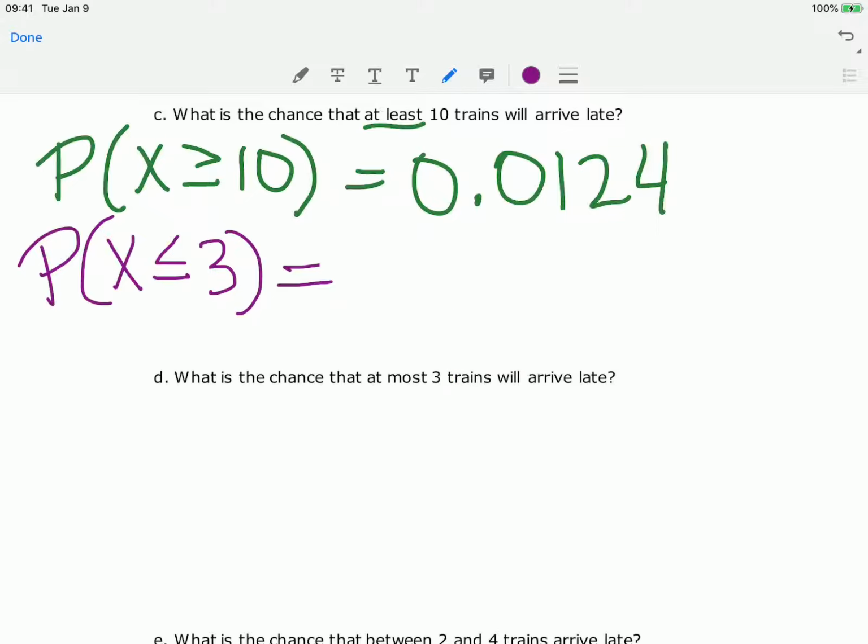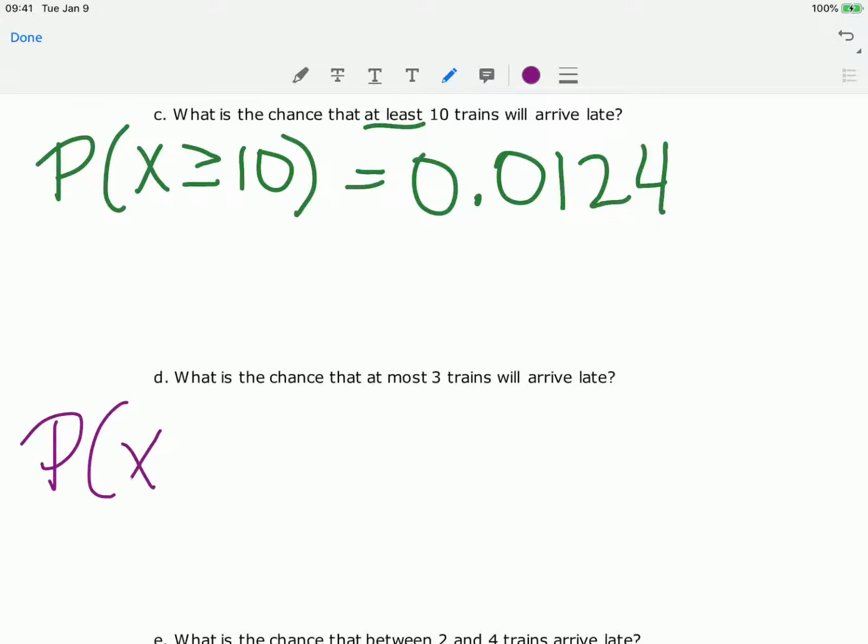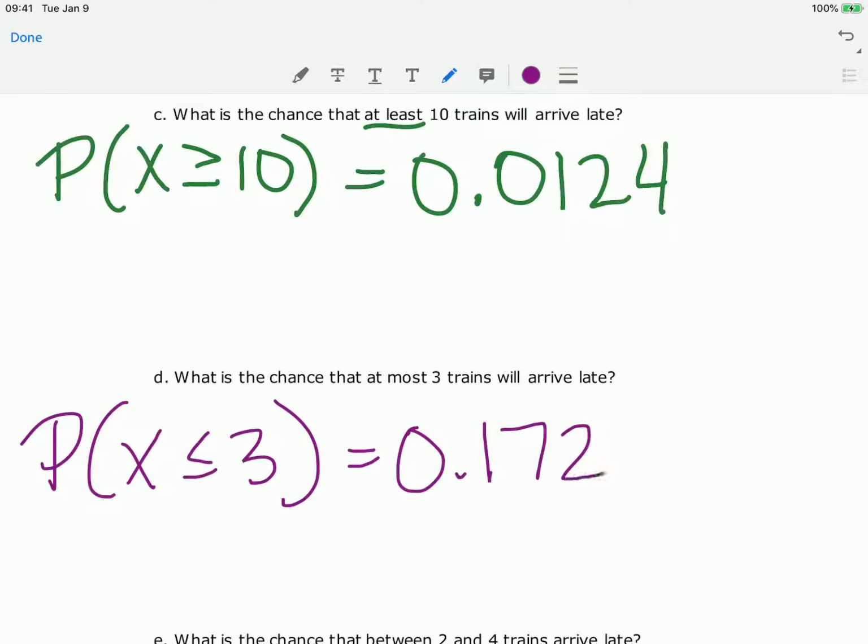I don't know what just happened. I didn't think I wrote that in the wrong spot, but maybe I did. Go back real quick. All right, probability that x is less than or equal to 3 equals 0.1727. So about a 17% chance that 3 or less trains will be late.